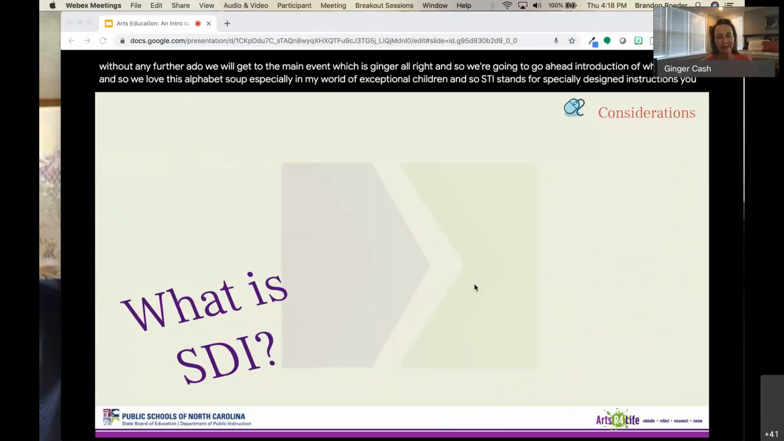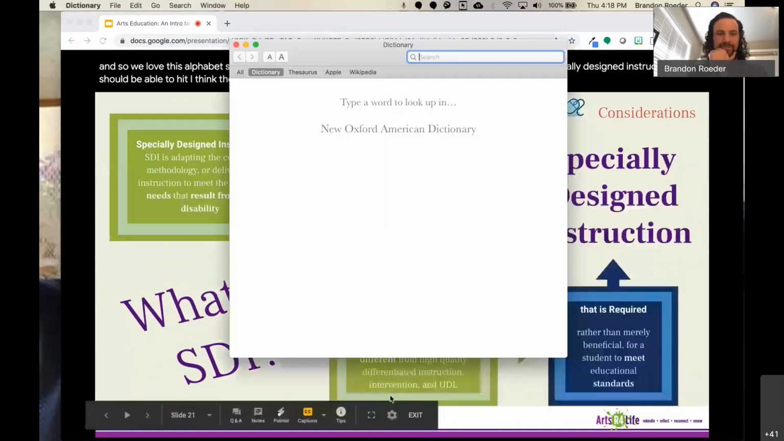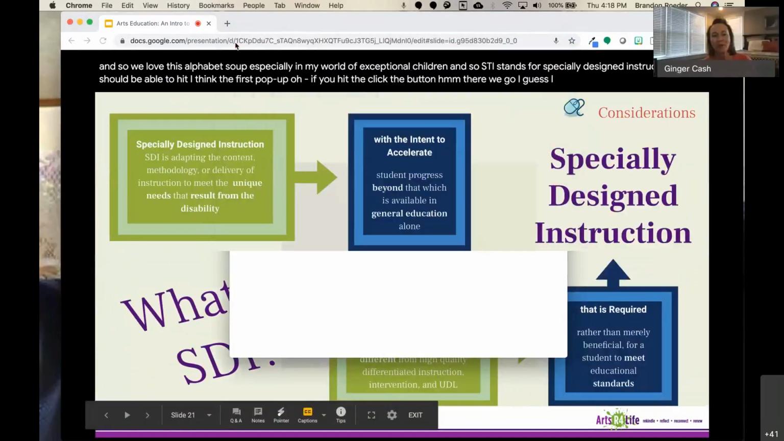So you should be able to hit, I think the first pop-up will happen if you hit click the button. There we go. I guess I pushed too many times. No worries. It's all right.